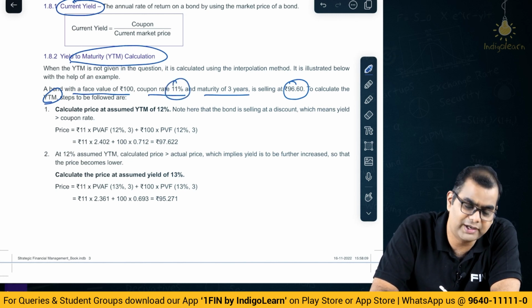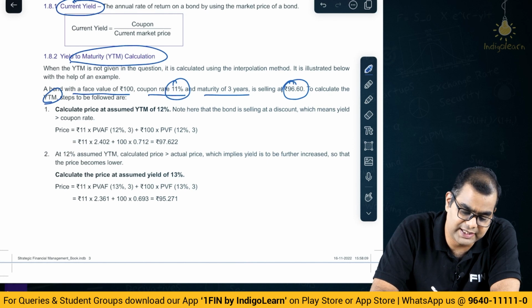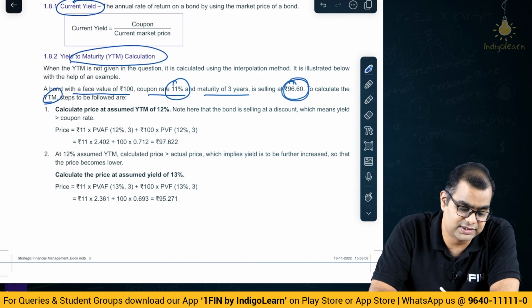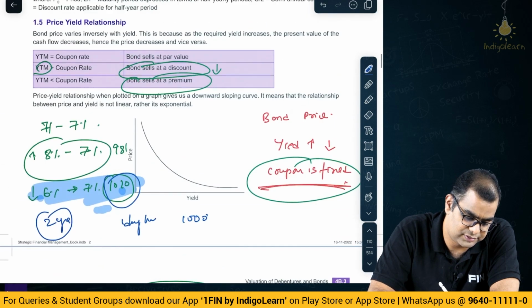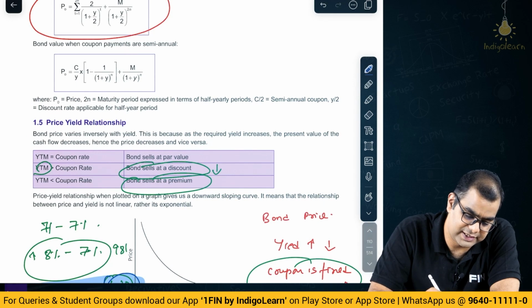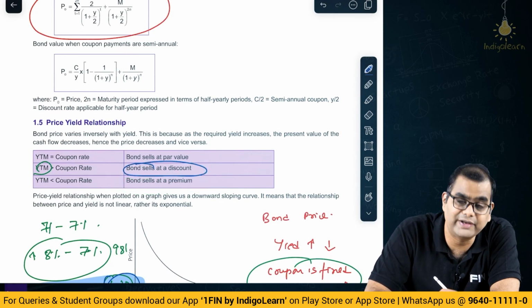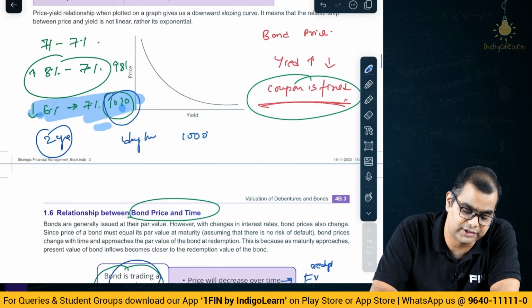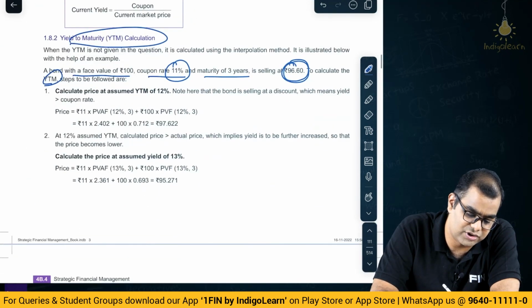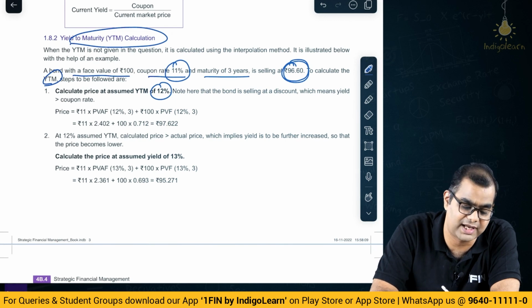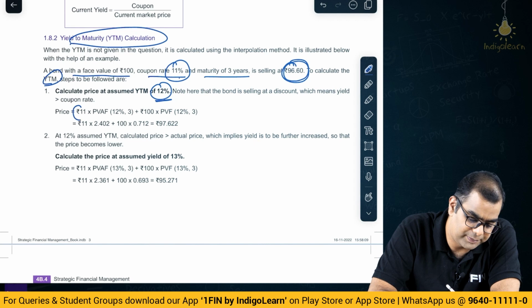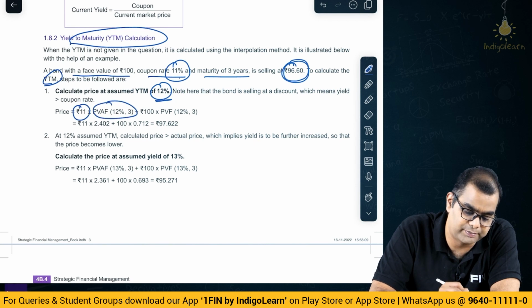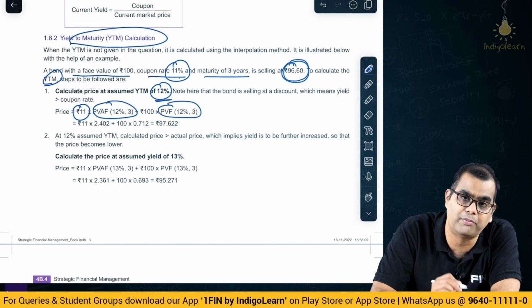So, the coupon rate is 11 and it is selling at a discount. When will a bond sell at a discount? A bond will sell at a discount when yield is greater than coupon rate. So, you take the first assumption of yield as 12%, which is higher than the coupon rate. When you take yield at 12, compute the present value of the coupon payments, compute the present value of the bond.